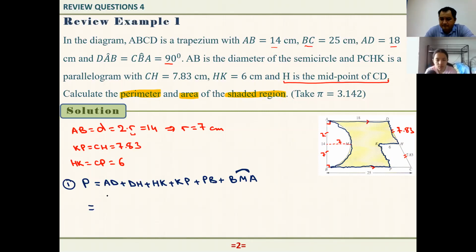Shahina, what is AD? AD is 18, plus, what is DH? 7.83. What is HK? 6. What is KP? 7.83. What is PB? That is 19. What is the length of this BMA?